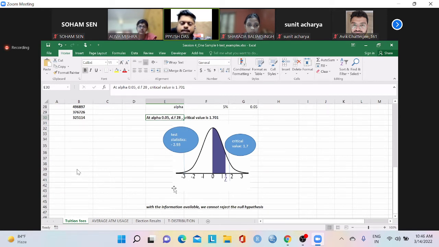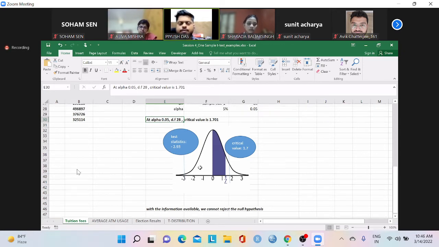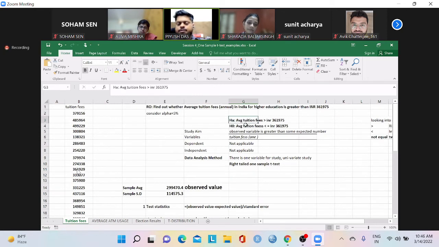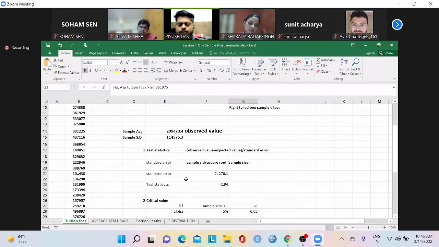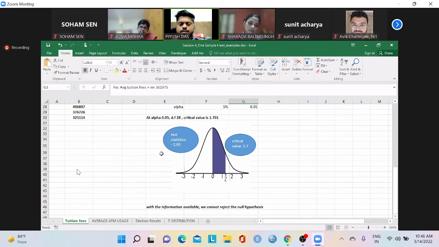So remember, this step is very clear. It was a right tail test. This was our conclusion. What I'm asking is, if that was a left tail test, and my objective was to find out if average tuition fees is less than 361975, and the data remains the same, then the calculation also remains the same. There is no change in data, and no change in calculation. Then what would have happened to my result? Would the result have remained the same, or is there any change?